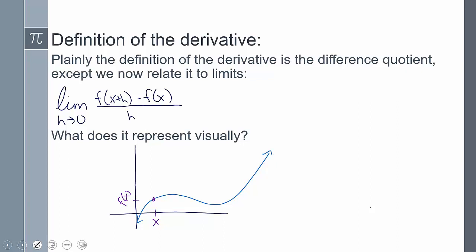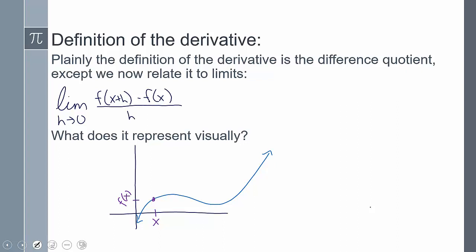Now you should be looking at that and being like, wow, that looks like the difference quotient. And guess what? It is. You have actually essentially been doing the derivative all along every time you've been doing the difference quotient. Now why is there a significance to this idea of h going to 0?